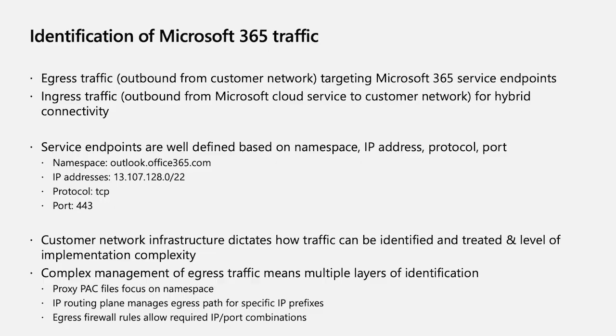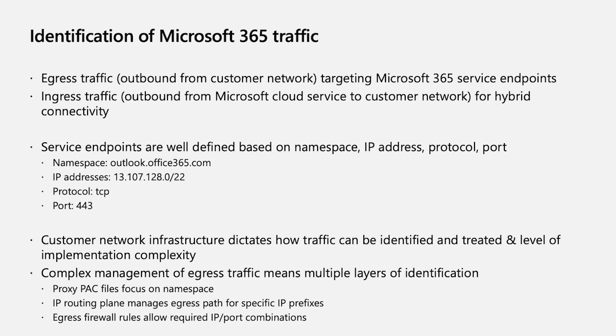So how do we identify Microsoft 365 traffic? There's really two primary buckets that the traffic falls into. There's egress traffic outbound from the customer network, targeting our endpoints in the Microsoft cloud. And then there's ingress traffic, and that would be primarily hybrid-related traffic that originates in the Microsoft cloud and is destined for the customer on-premises network in order to enable those hybrid scenarios. In general, all of this traffic can be identified based on being associated with an endpoint. For egress traffic, this would be the destination. For ingress traffic, this would be the source, generally.